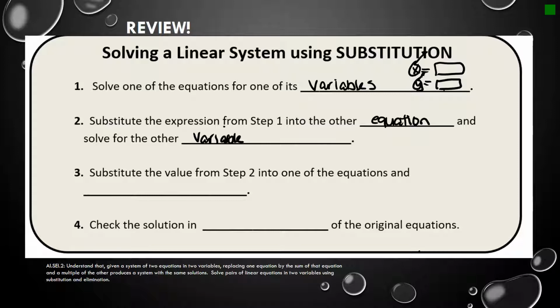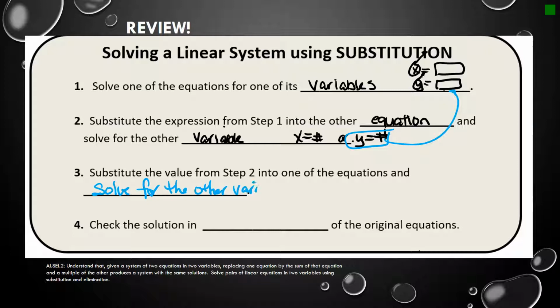At this point, you're either going to have x equals a number or y equals a number. That's supposed to be the number sign. From there, you're going to take that number and substitute it back into one of the equations and solve for the other variable.